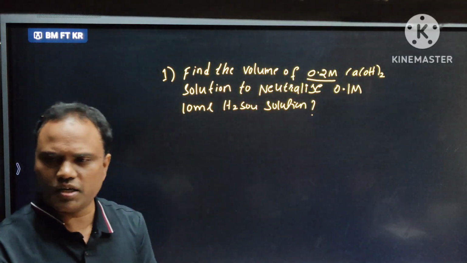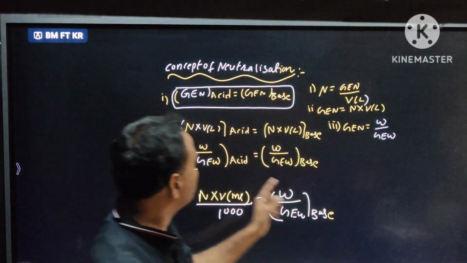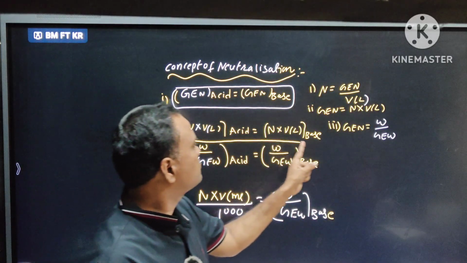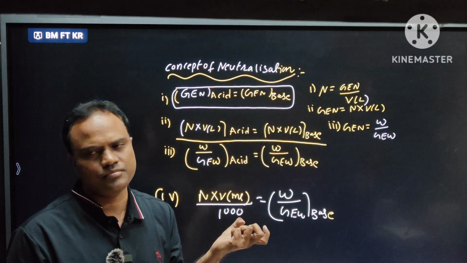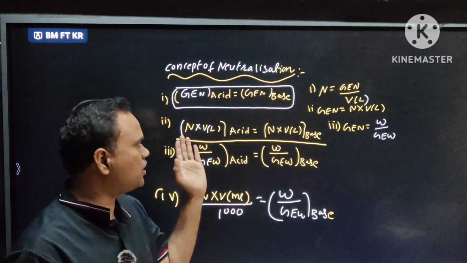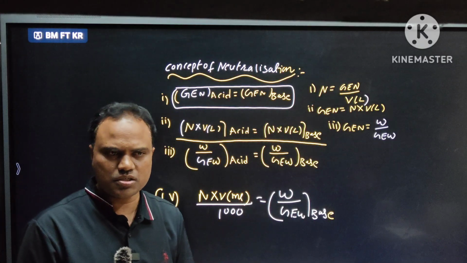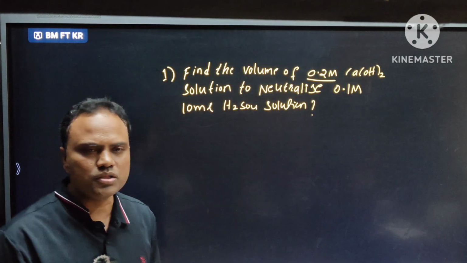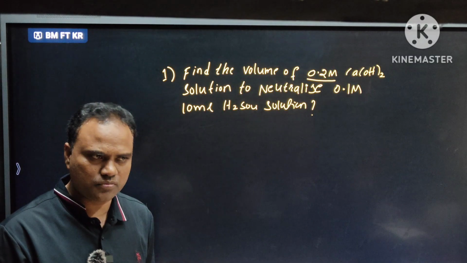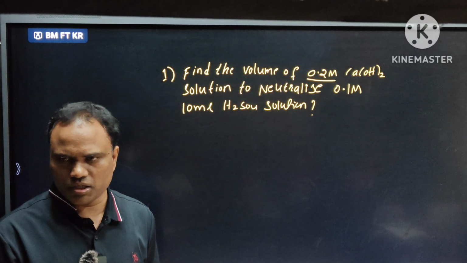Molarity data is given. Look at this. Which data do you need? Normality data. In the condition of neutralization, the normality concentration term is used. But what is given to us? Molarity. So what do we have to do? First convert this molarity into normality.